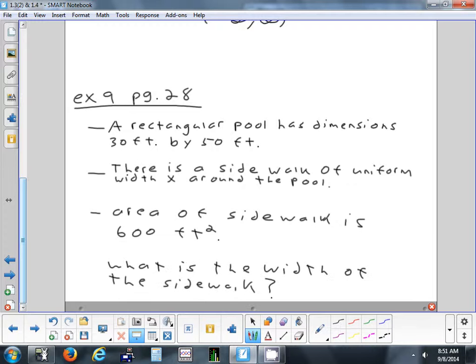All right, so let's take a look at a word problem. We're going to use the calculator to help us solve it. Okay, it says we've got a rectangular pool that has dimensions 30 by 50. There's a sidewalk around the pool of uniform width. We don't know the width, so just call it x. The area of the sidewalk is 600 square feet. They want to know the width.